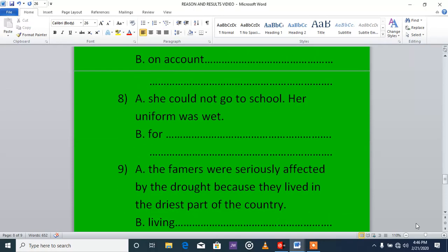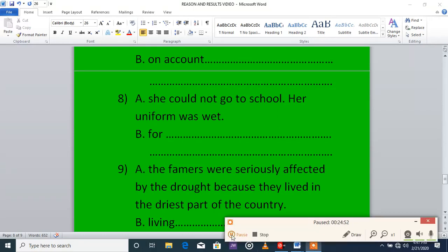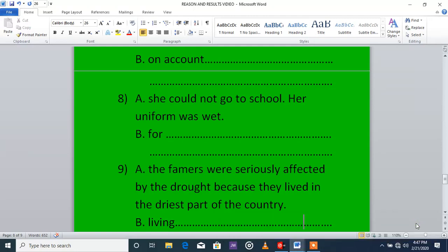Number 8. She could not go to school. Her uniform was wet. So how do we write that one? It will read as: for her uniform being wet, she could not go to school.